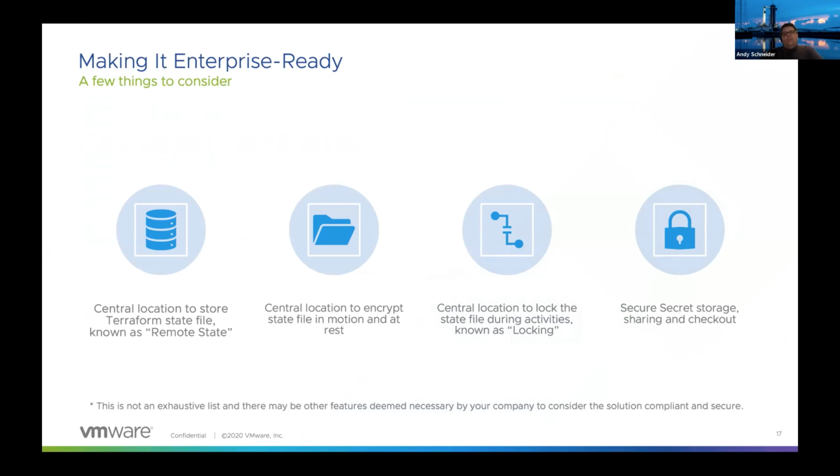Some suggestions for making this enterprise ready. Circle around that state file. We need a central location to store that state file. It should be encrypted because it may contain credentials depending on how you're utilizing it. So certainly it should be stored encrypted at rest and encrypted in motion. And it's important to have that central location or backend location have the property of locking. This is something you should look into on the Terraform website.